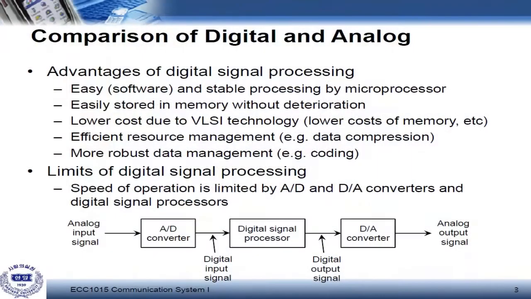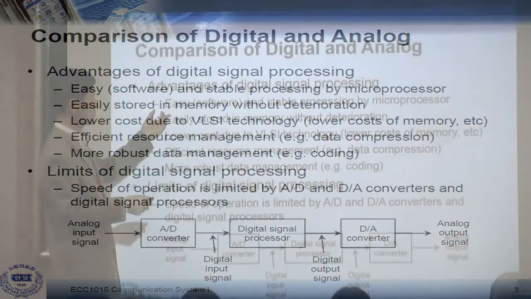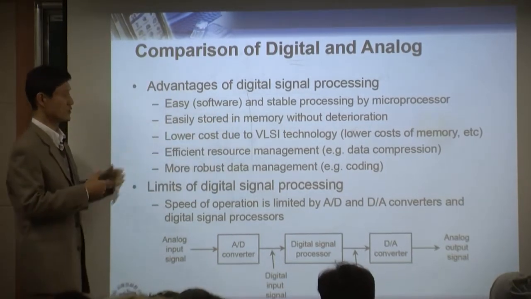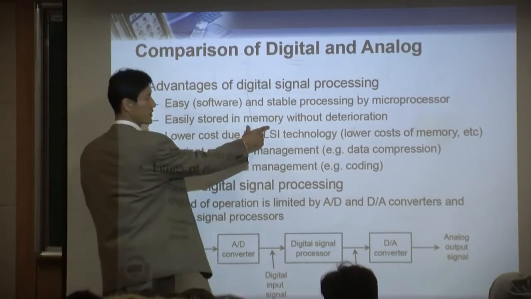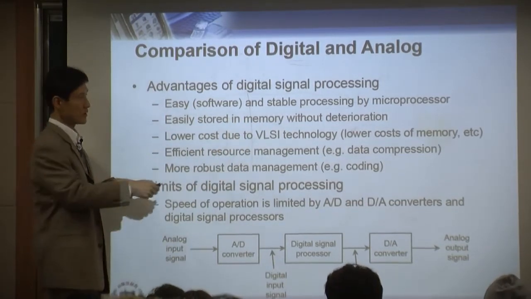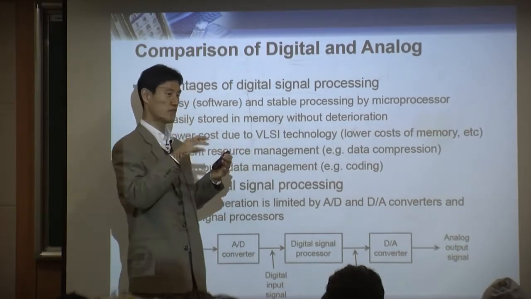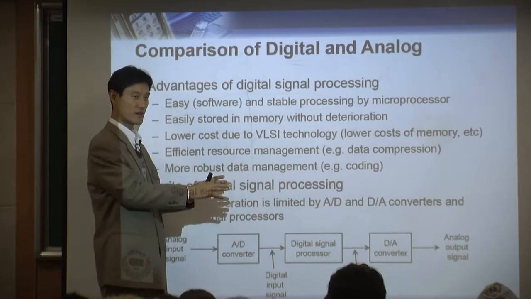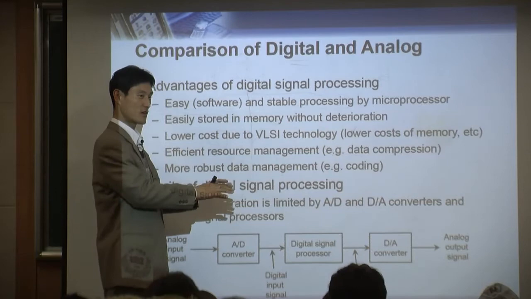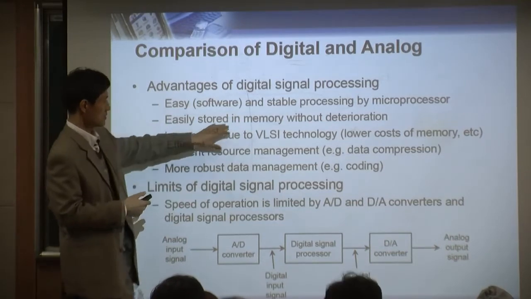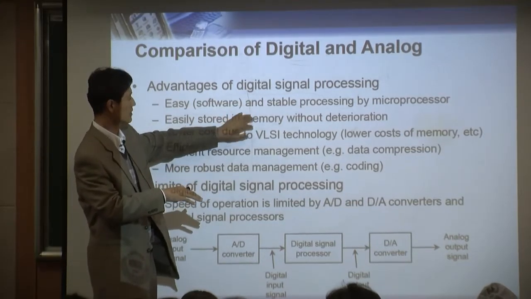So here are the advantages of digital signal processing. First of all, you are using a microprocessor in DSP, so the processing is very easy and stable. Second, your result will be stored in digital memory without deterioration, which means that your value is not going to be changed. Once you put the value in the memory, that value stays there until you remove it. That's what without deterioration means. So the value can be easily stored in the memory.